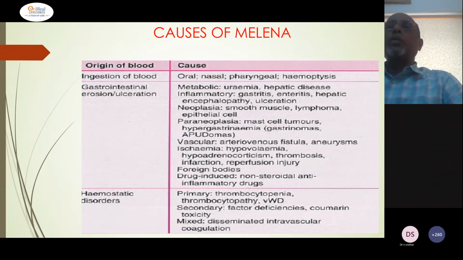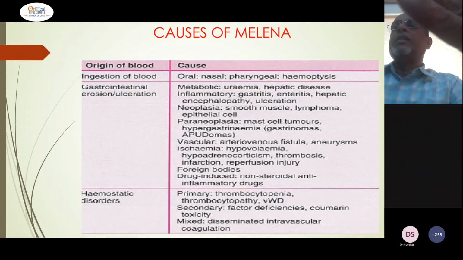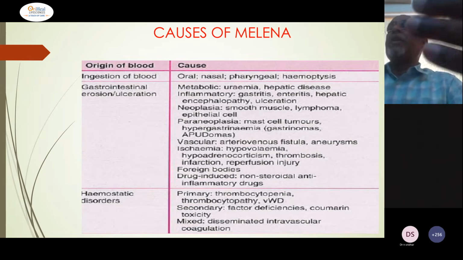Then gastrointestinal erosion and ulceration, you have different diseases like uremia, hepatopathies, gastritis, encephalopathies, ulcerations, neoplasia, paraneoplasias, AV fistulas. Usually it's a prehepatic problem, and aneurysms, hypoadrenocorticism, thrombosis, foreign bodies. These are all causing gastrointestinal erosion and ulceration. So when you have melena or if you have occult blood, you should have all these diseases in your differential diagnosis. As you go further diagnosing, you can eliminate many of them.